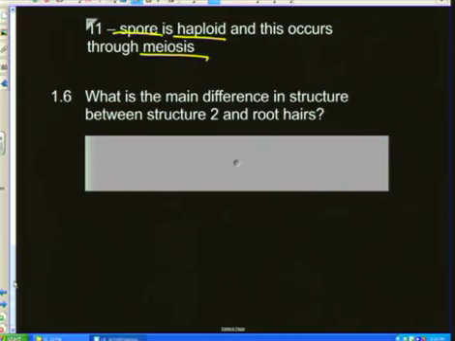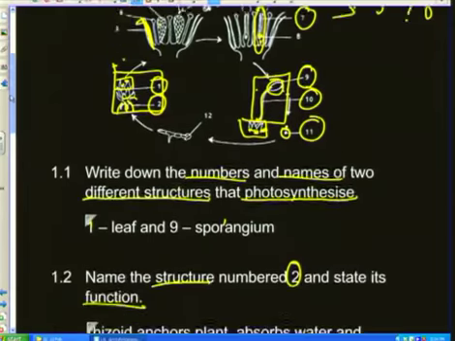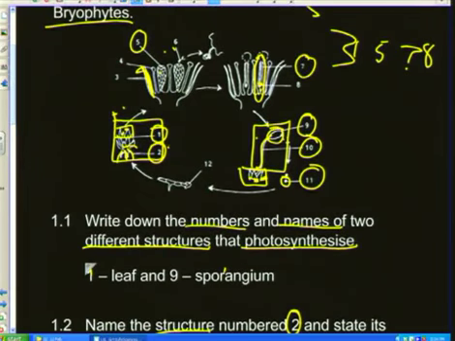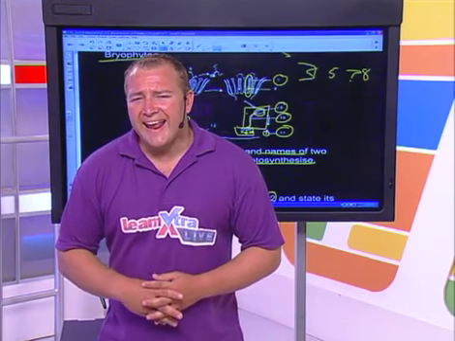What is the main difference in structure between number 2 and a root hair? Let's first go see what number 2 is. Number 2 are these little structures here again, and they're called rhizoids. Can you remember? And what's their job? To anchor and to absorb food and water, right? What is a root hair? Do you know what a root hair is?